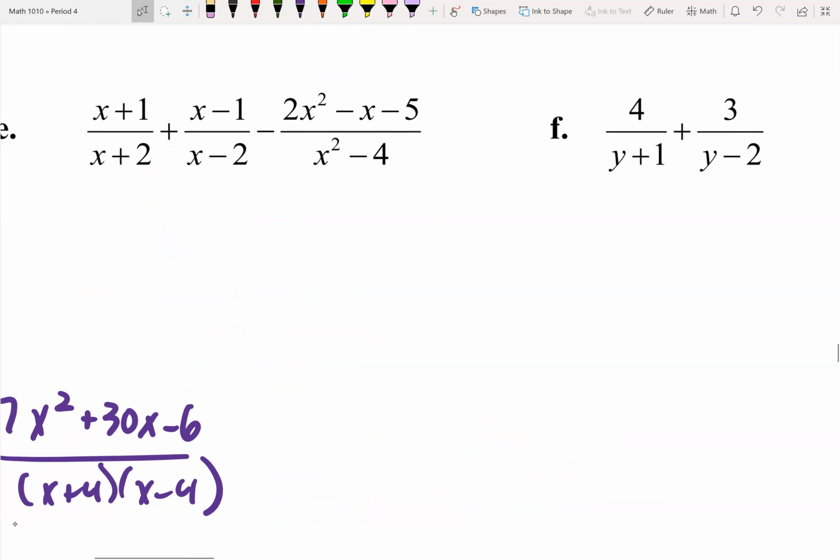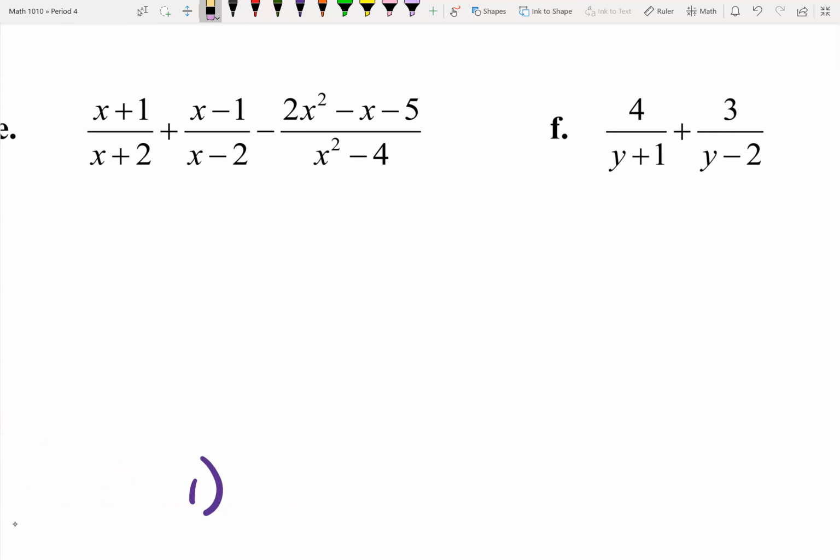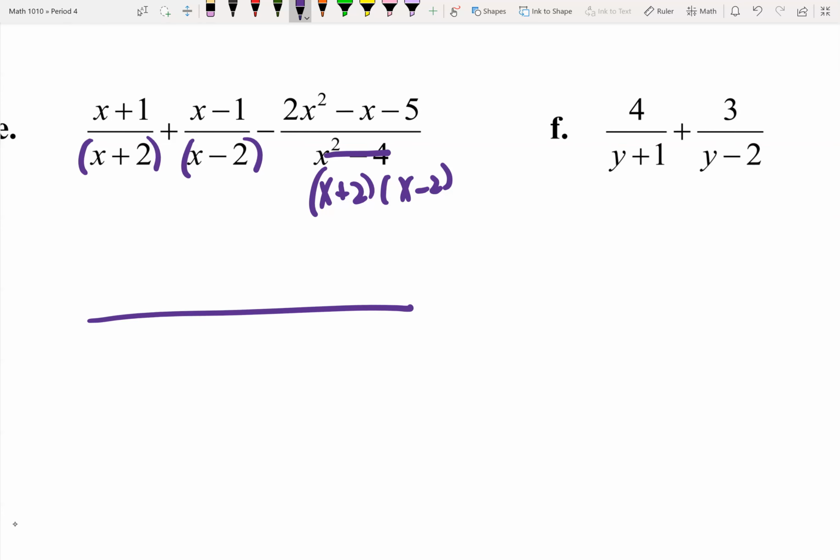Okay, question E. Step 1, factor. The first denominator is factored. The second one is factored. The third one factors to (x plus 2)(x minus 2). Common denominator. How many x plus 2's do I need? Everybody tell me. 1. Just 1. Nobody has more than 1. How many x minus 2's do I need? Just 1.